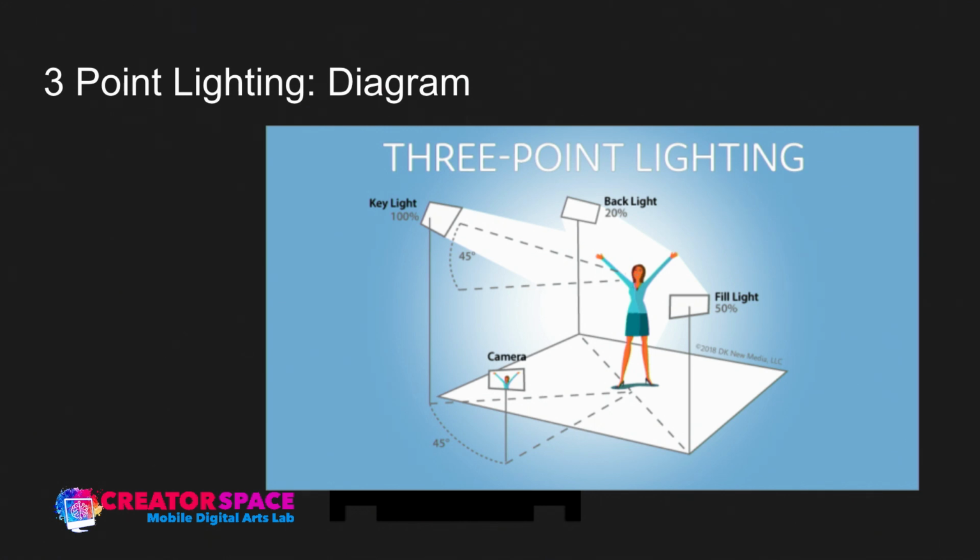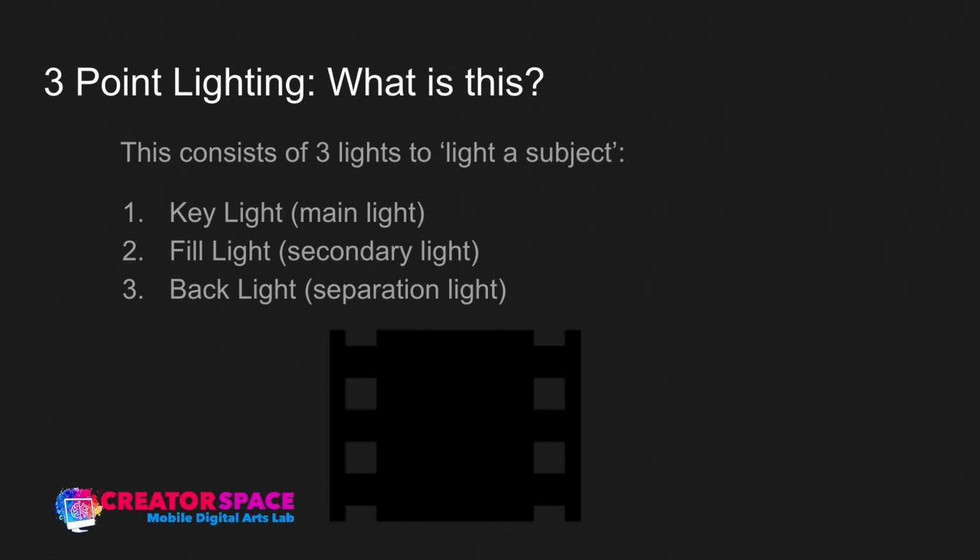Then the backlight, you can see, is just behind the subject, and that's the separation that will separate the subject. It's sometimes referred to as a rim light or hair light, and the fill light can also be referred to as an eye light, which helps fill in the eye a little bit. So that's the diagram. That's our breakdown of what we're going to do today, this 3-point lighting concept. Again, key, fill, backlight.